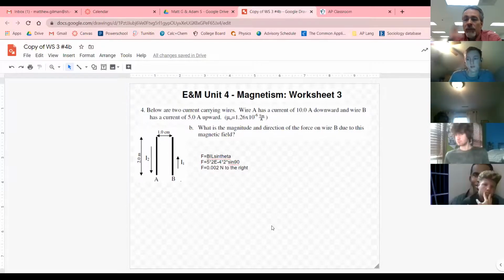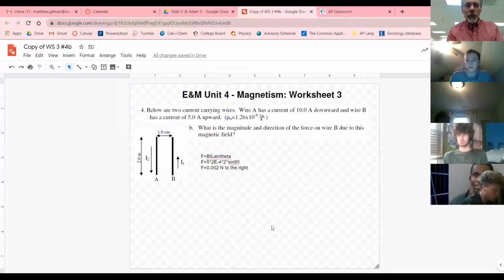To the left, that's Newton's third law, action, reaction. So if we found the force on B to be 0.002 to the right, the force on A is going to be 0.002 to the left. So these two things are repelling one another.